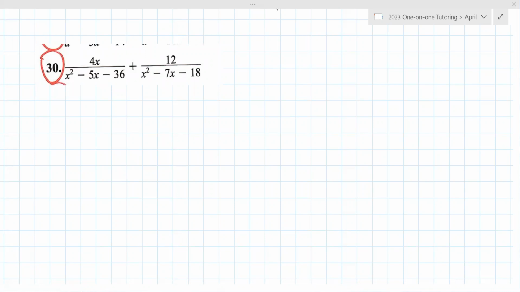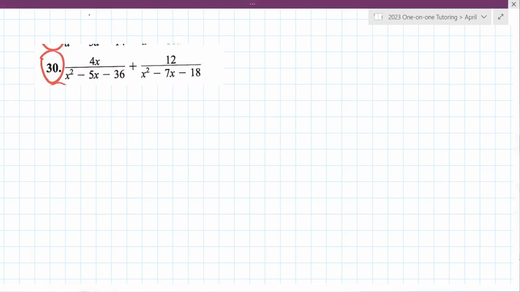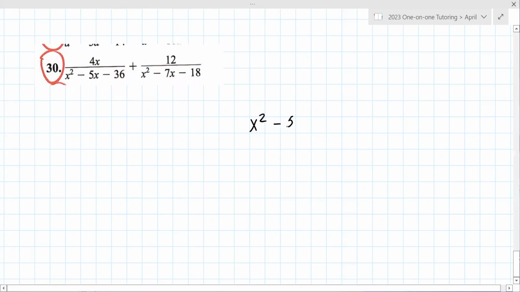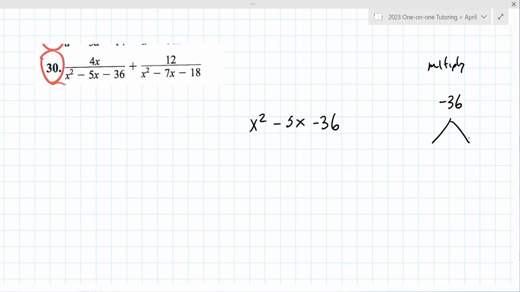So let's focus on the factoring here. We'll start with the one on the left, x squared minus 5x minus 36. So you're looking for two numbers that multiply to minus 36, but they have to add to minus 5. So one's positive and one's negative. What do you see here? What stands out to you here? I have no idea.